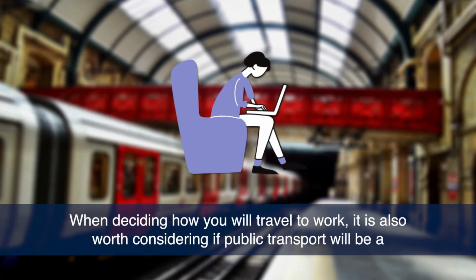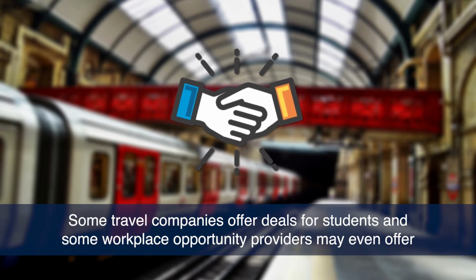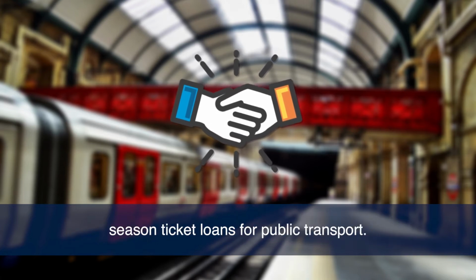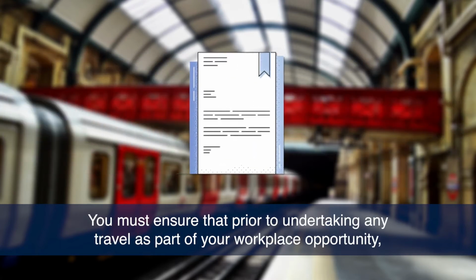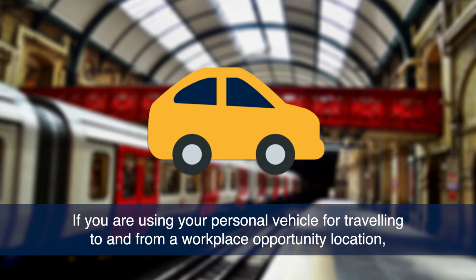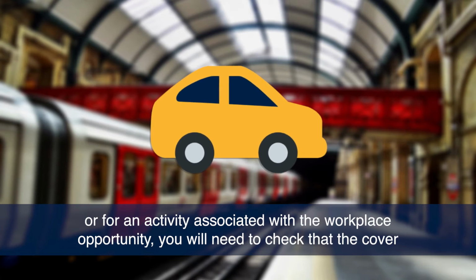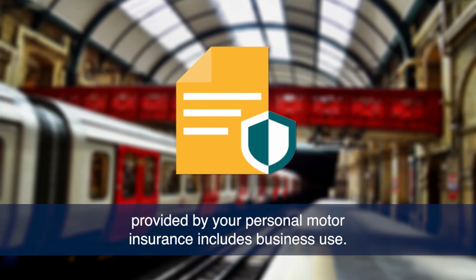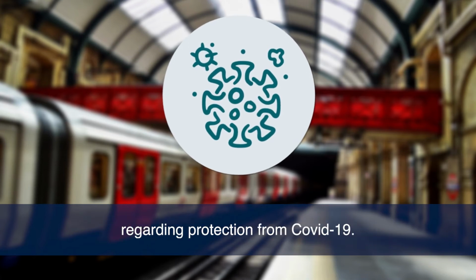When deciding how you will travel to work, it is also worth considering if public transport would be a more viable option to you. Some travel companies offer deals for students, and some workplace opportunity providers may even offer season ticket loans for public transport. You must ensure that prior to undertaking any travel as part of your workplace opportunity, you hold all required licenses and insurances. If you are using your personal vehicle for travelling to and from a workplace opportunity location, or for an activity associated with the workplace opportunity, you will need to check that the cover provided by your personal motor insurance includes business use. You must ensure that when using public transport you adhere to the latest government guidelines regarding protection from COVID-19.